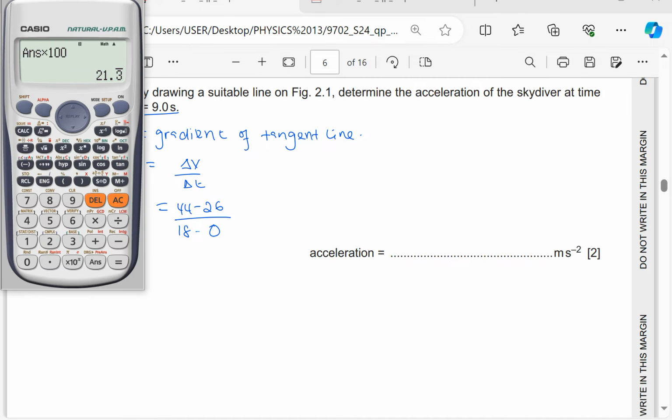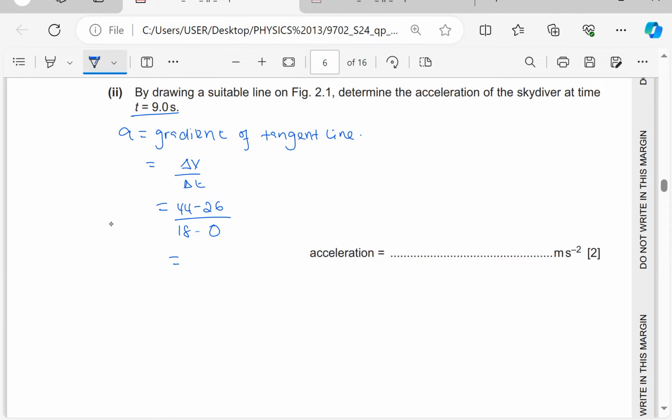So let me just press my calculator. 44 minus 26 divided by 18. So this is giving me 1. So this is going to be 1.0 meters per second squared. So the acceleration is 1.0, or exactly 1, because it is just exact. So that is the acceleration.